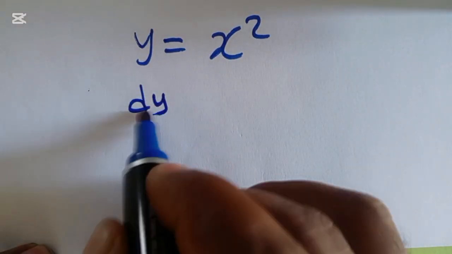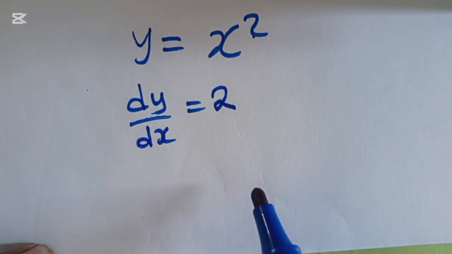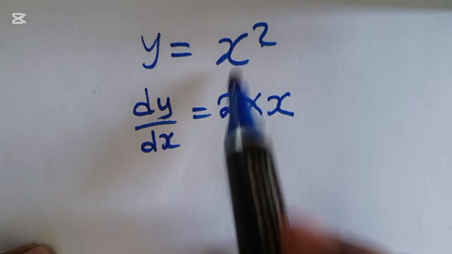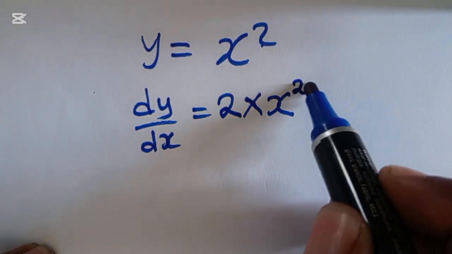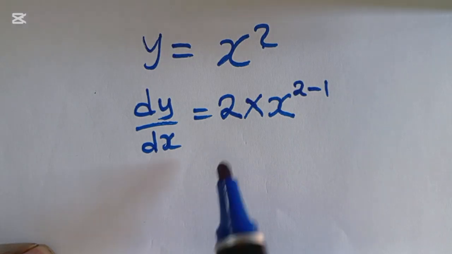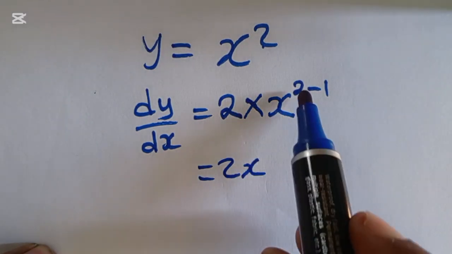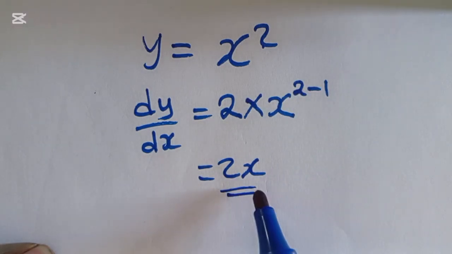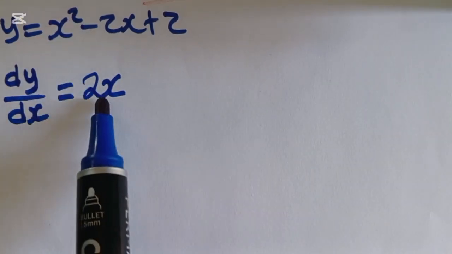dy/dx is equal to 2, which is the power, times x. Then you reduce the power 2 by 1, so 2 minus 1. 2 times x is 2x, and 2 minus 1 is 1, but we don't write the power of 1. So differentiating x to the power 2 gives 2x.